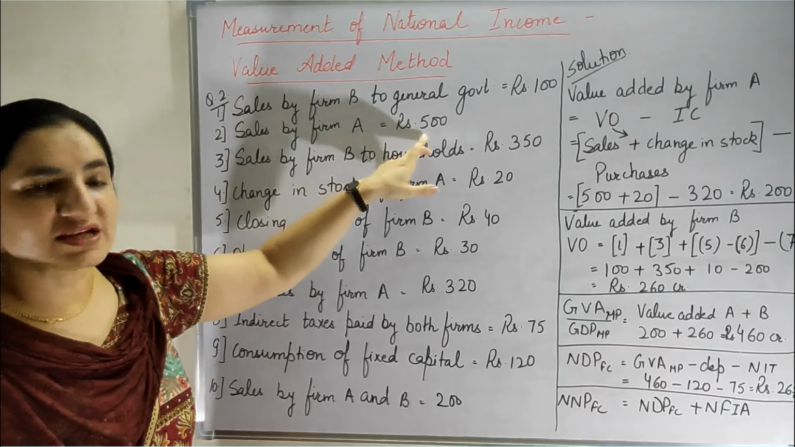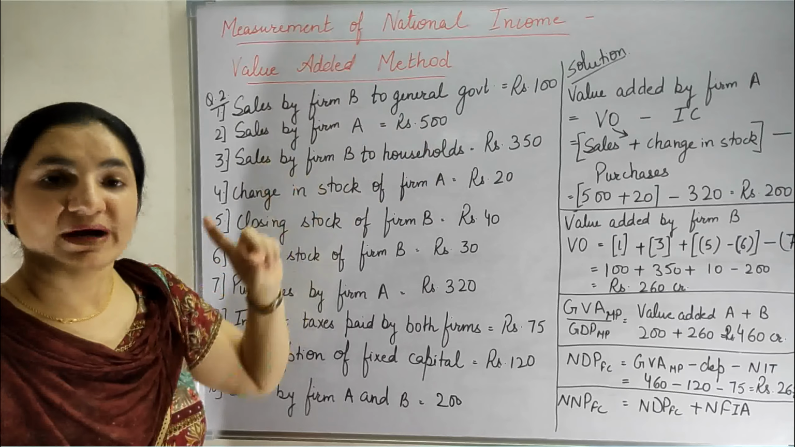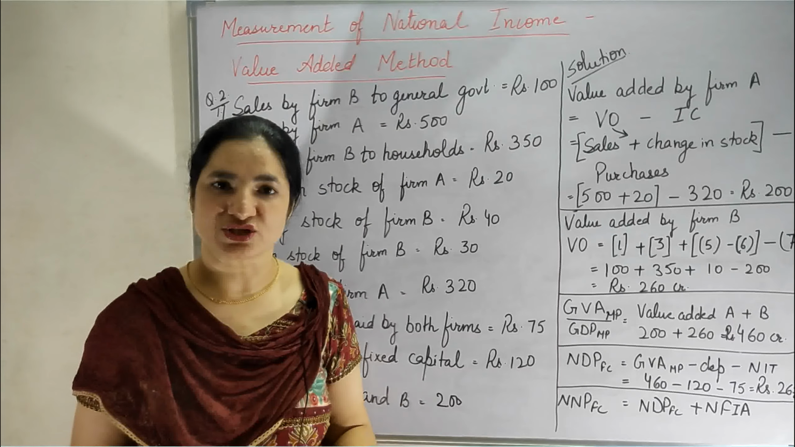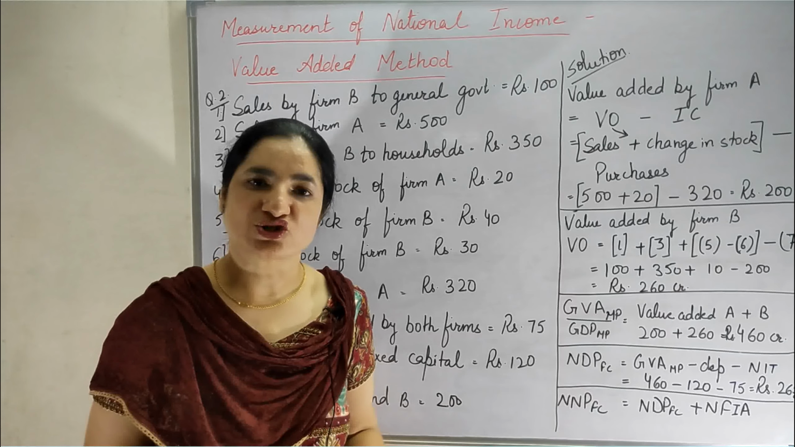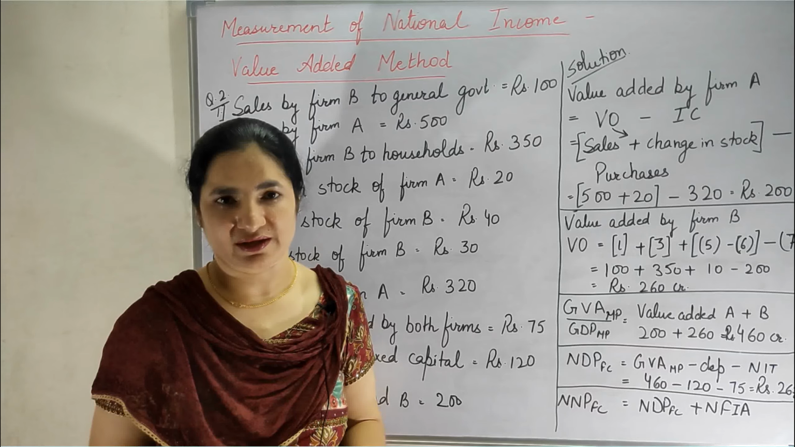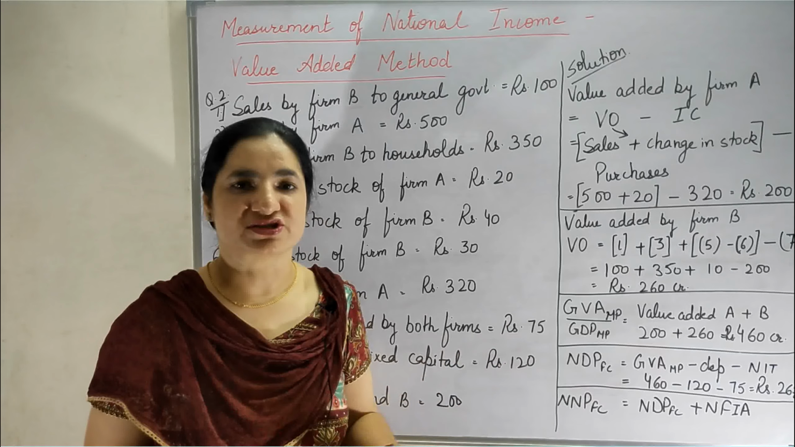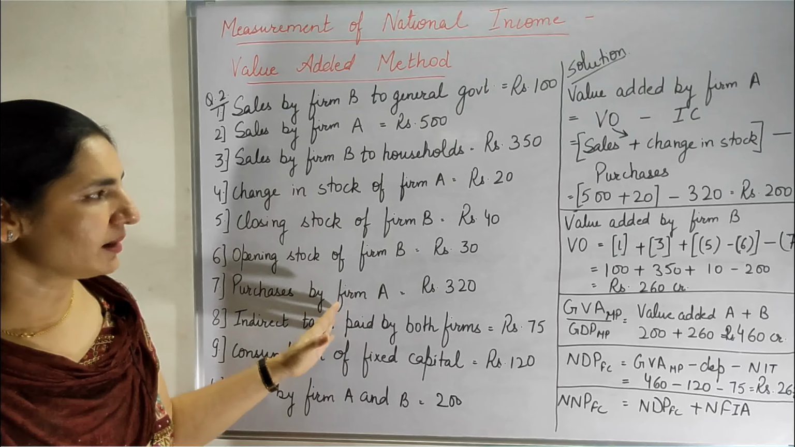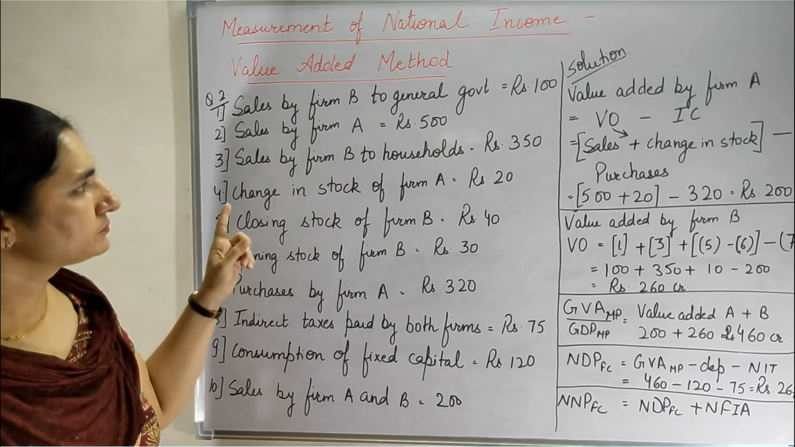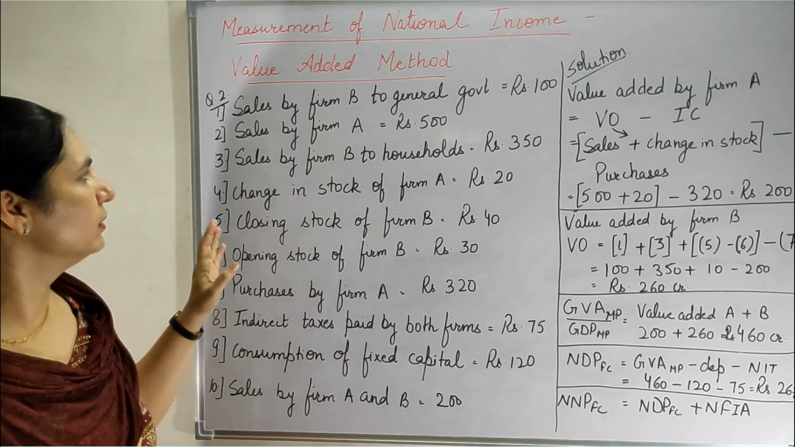Sales by firm A is directly given to us, so value added will be this. But if there is change in stock, then it is to be considered. Moreover, if closing stock and opening stock are given separately, then we have to make adjustment for that also. So both of these things are applied in this question. Let us first calculate value added by firm A.